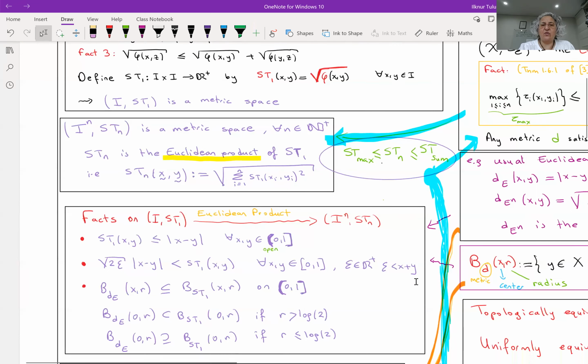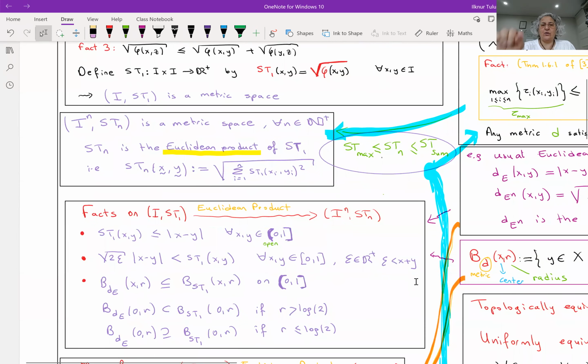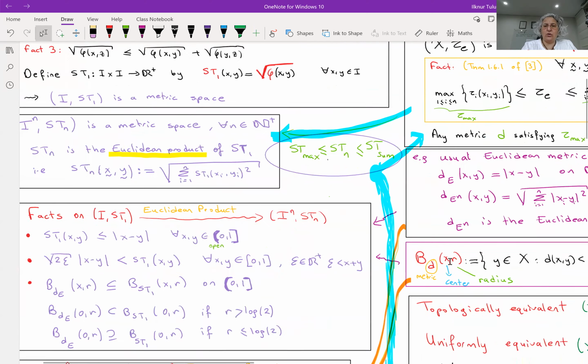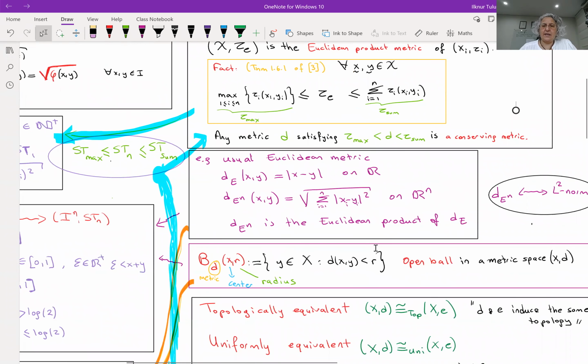Now let's have a look at some facts about ST metric spaces. Before that, I need to recall the definition of an open ball in a metric space. If we have any metric space X and D, the open ball with respect to the metric D, center X, and radius R, consists of the points Y such that the distance between X and Y is smaller than R. So that is the notation that I'm going to use.